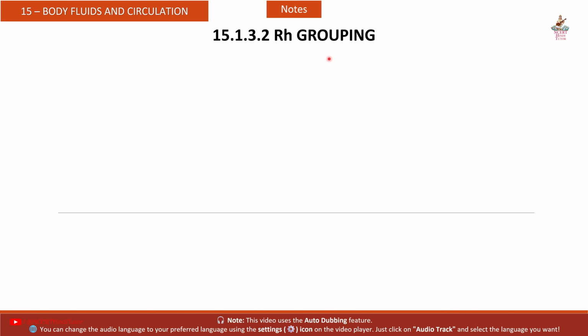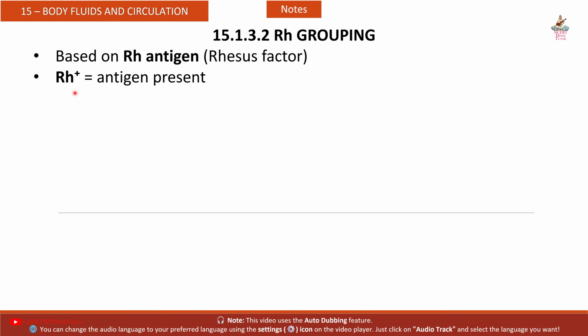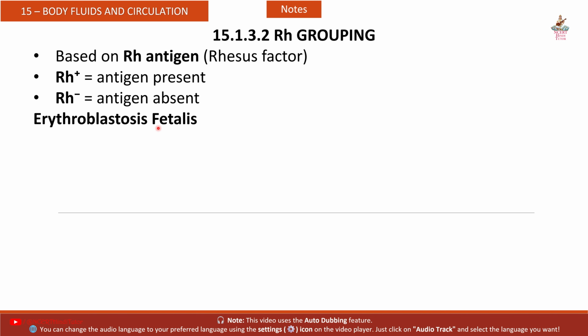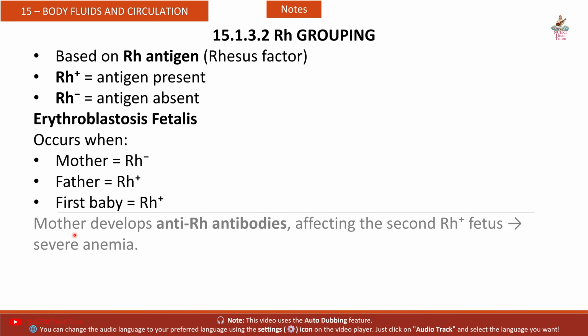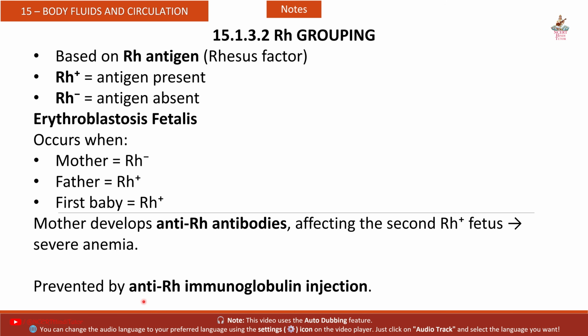15.1.3.2 RH grouping, based on the RH antigen, the rhesus factor. RH positive, antigen present; RH negative, antigen absent. Erythroblastosis fetalis occurs when the mother is RH negative and the father RH positive. The first baby is RH positive, and the mother develops anti-RH antibodies affecting the second RH positive fetus, causing severe anemia. It is prevented by an anti-RH immunoglobulin injection.